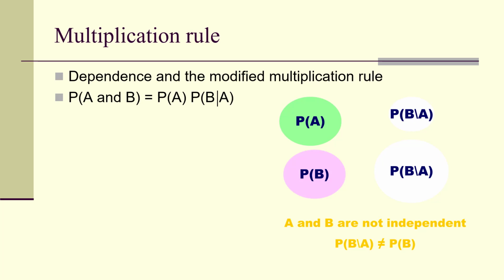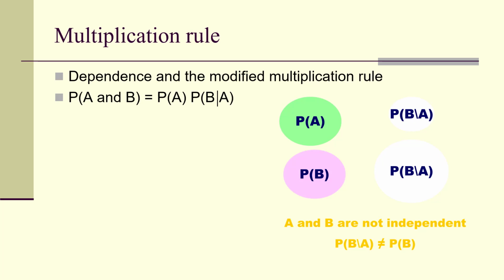Therefore, when two events are dependent, we need to modify the multiplication rule. This new formula says we can multiply the probabilities of two events, but we need to take the first event into account when considering the probability of the second event. The vertical bar in the probability of B given A means given, so it can be read as the probability of B occurring given that A has occurred.